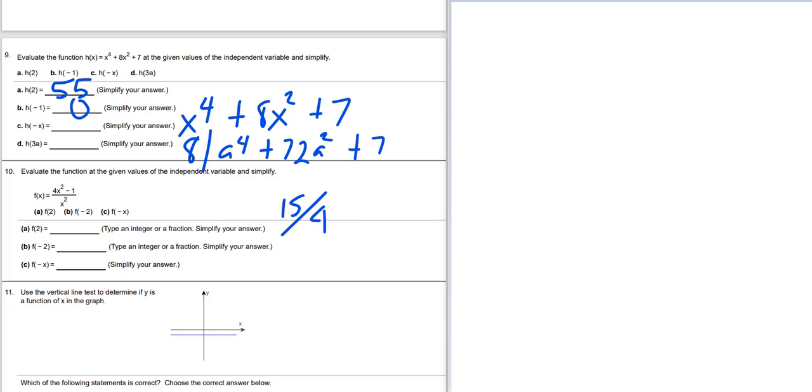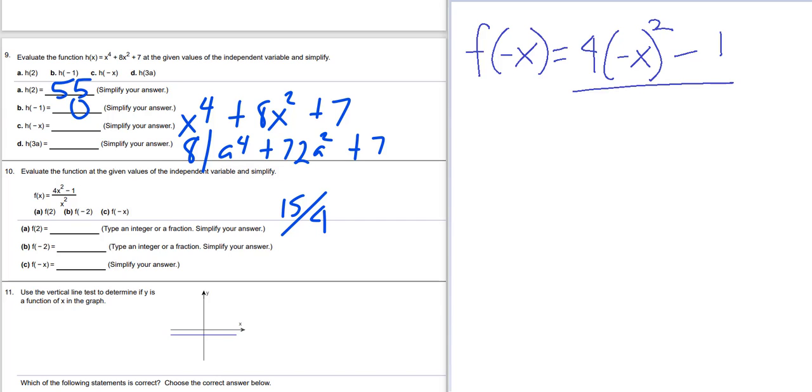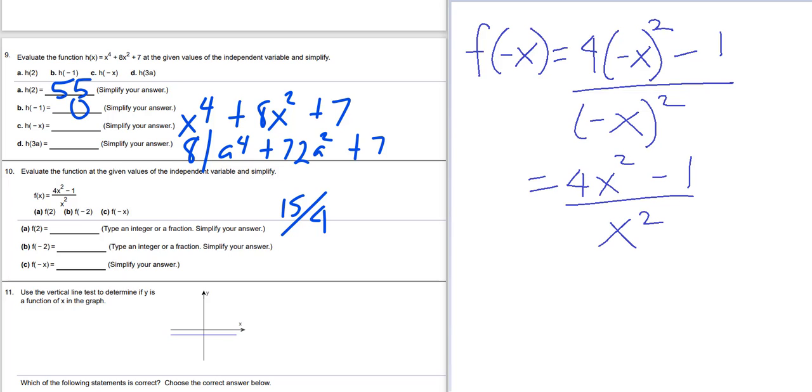And the last one for problem number 10C is to find f of negative x. And again, I told you that this would tell us something about the shape of the graph later on. So it's important that we're able to evaluate a function at negative x. I need my parentheses around this. What you'll notice is that it turns out to be the same as f of x, okay? And that's going to be important later on.